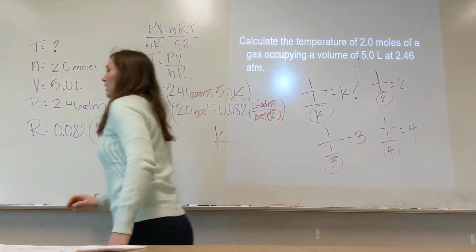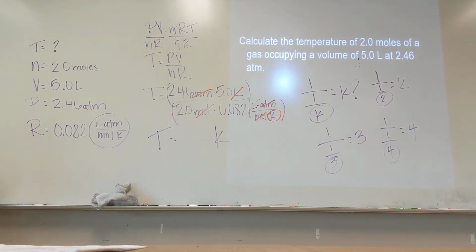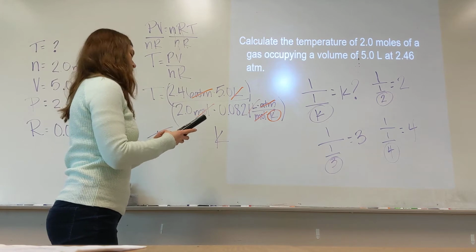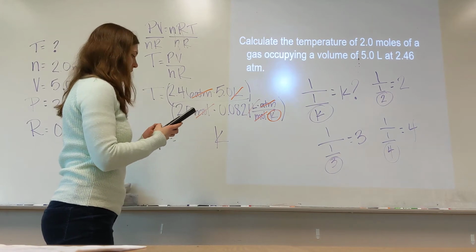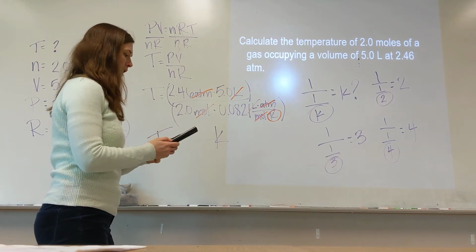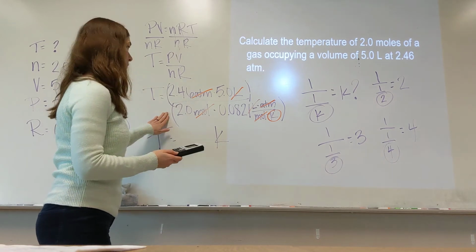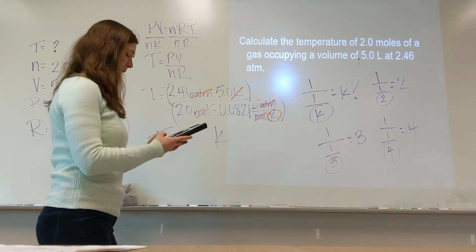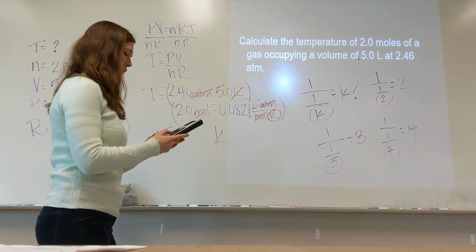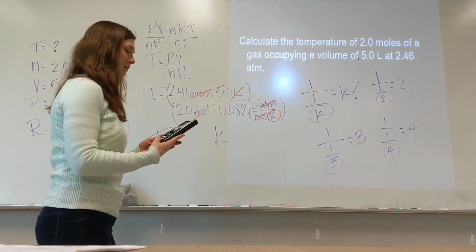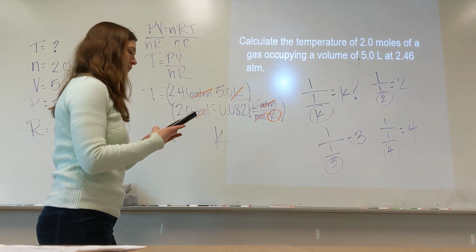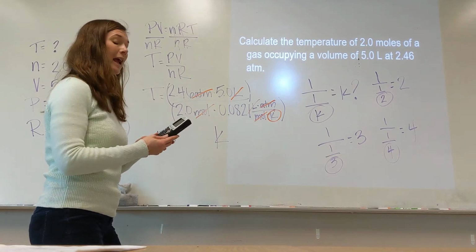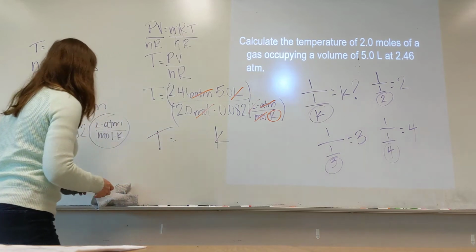Okay, so the way that I do that is I actually do 2.46 times 5, I hit enter, then divided by, and then I put a parenthesis around this, 2.0 multiplied by 0.0821, close parenthesis, equals, and I get 74.908, which I'll round to 74.91.